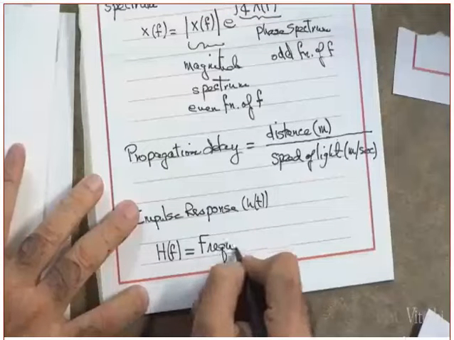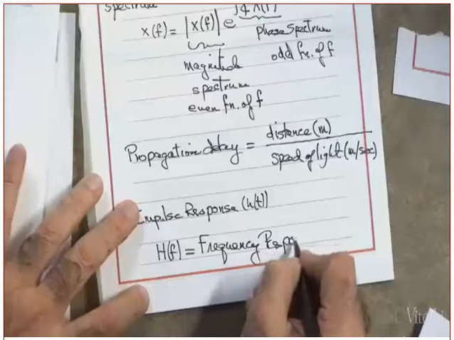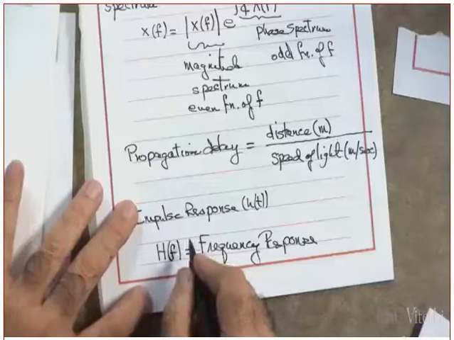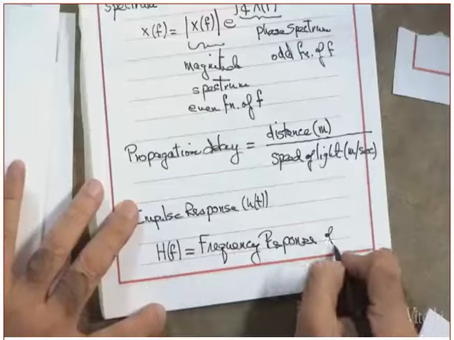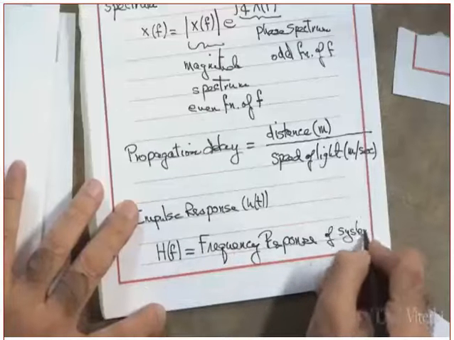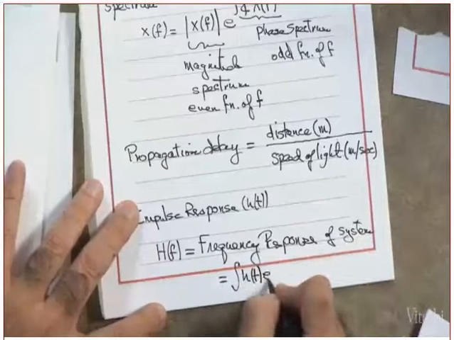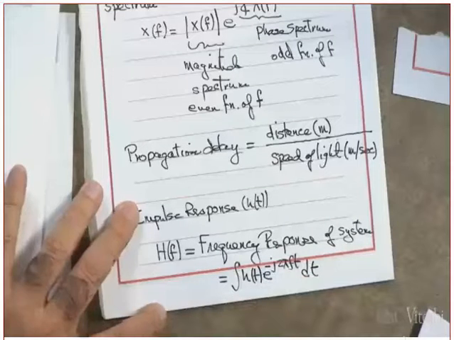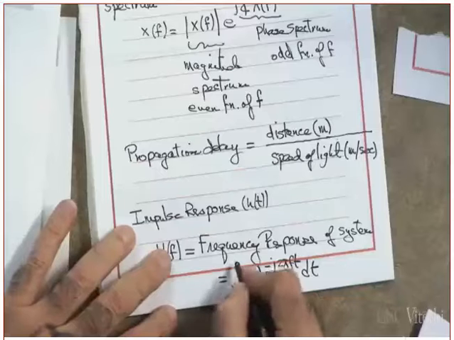The frequency response. The term transfer function is usually reserved for h of s, which is the Laplace transform. I don't want you to use transfer function. Frequency response of the system. Clear? Of the system. Which is what, by the way? Which is the Fourier transform of the impulse response. Clear? Okay, minus infinity to infinity.